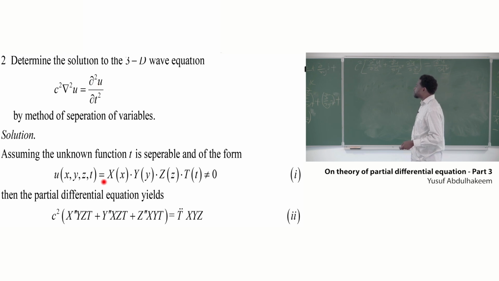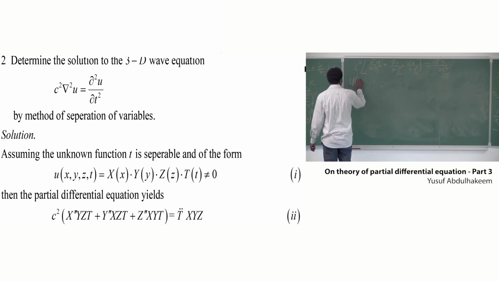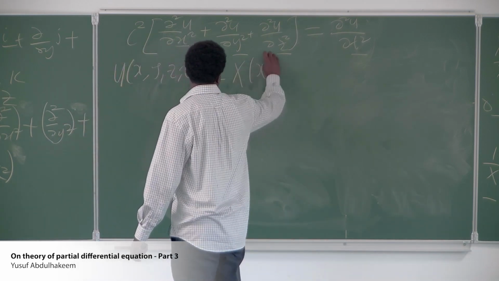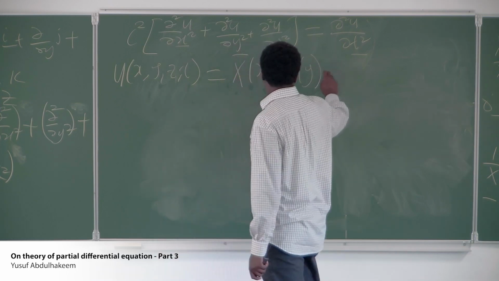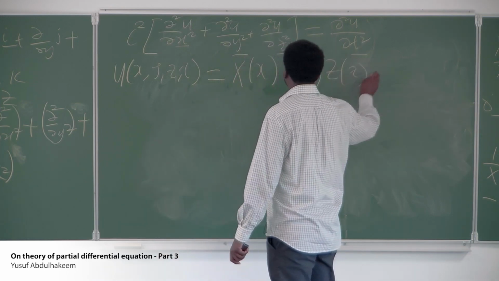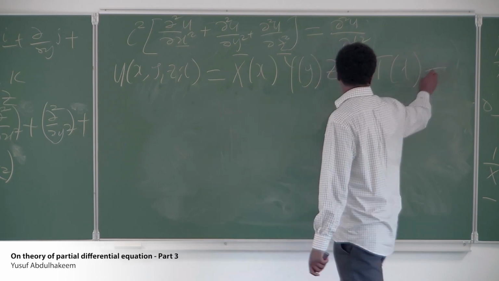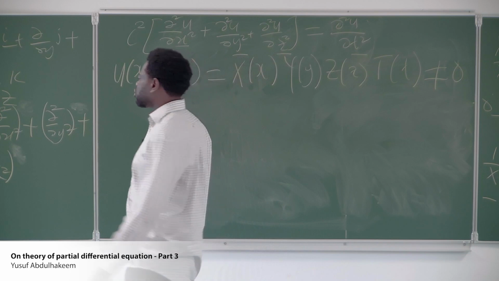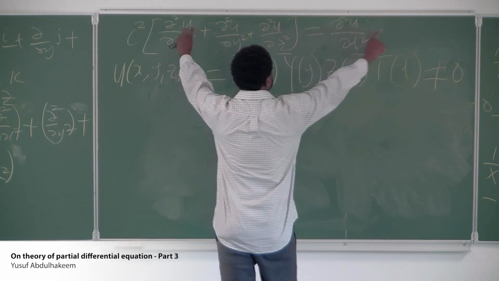So here now, we are going to assume the solution u of x, comma y, comma z, comma t to be equal to X of x multiplied by Y of y, then multiplied by Z of z, then multiplied by T, which is the time, T of t. And we say that this must not be equal to what? Must not be equal to 0. So the next thing we're going to do is differentiate this in order to obtain all these components.